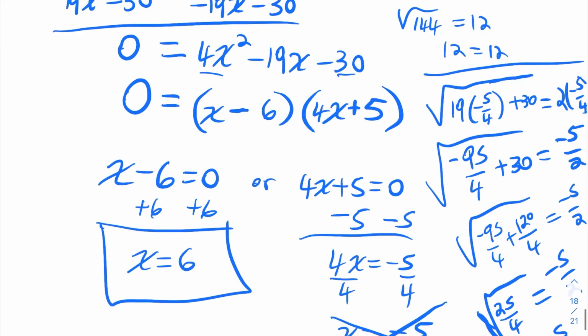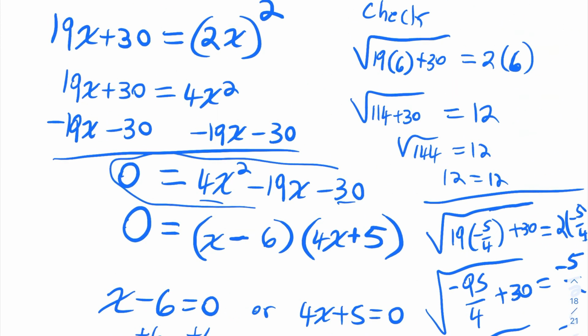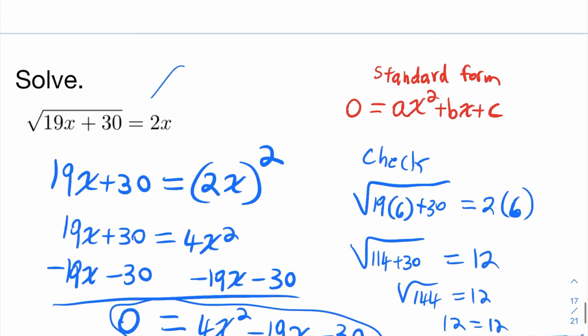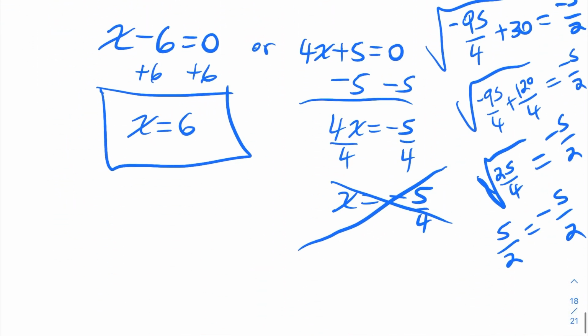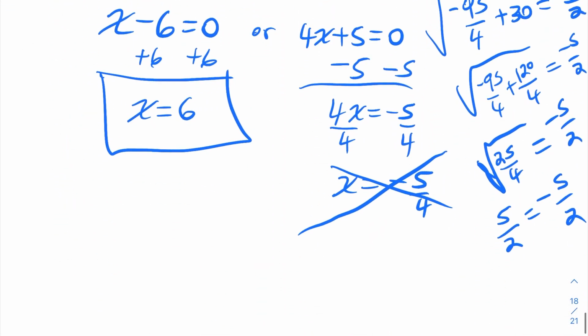6 is the one I need. So not all the solutions of this equation are actually solutions of the original equation. Not all of them are. You do have to check. And we just found one that wasn't. Negative 5 over 4 is not actually a solution.